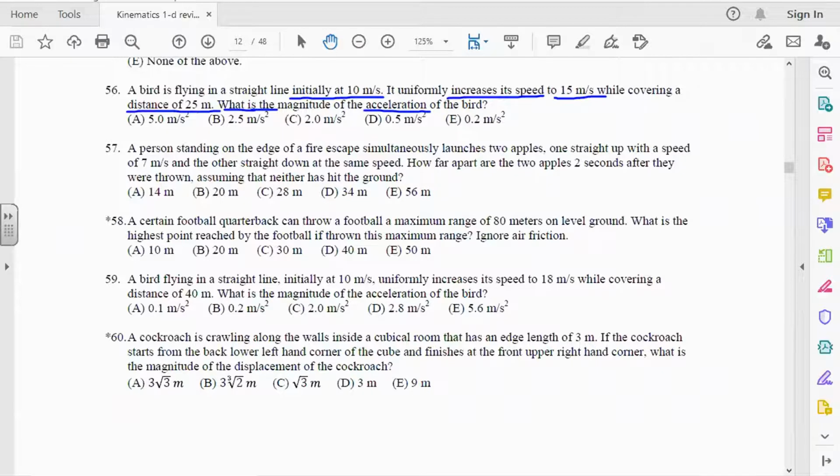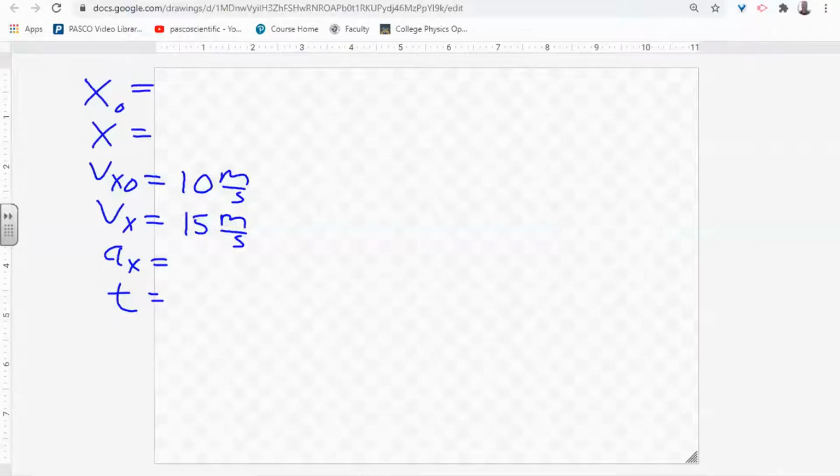Then we know that it traveled a distance of 25 meters, which means I need the difference between x and x naught to be 25. The easiest way to make the difference 25 is to make initial 0 and the final 25. I could make the initial 25 and the final 50, which is a difference of 25 still, but it's just easiest to make the initial position 0.